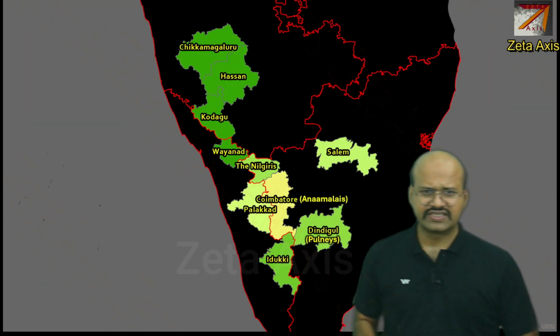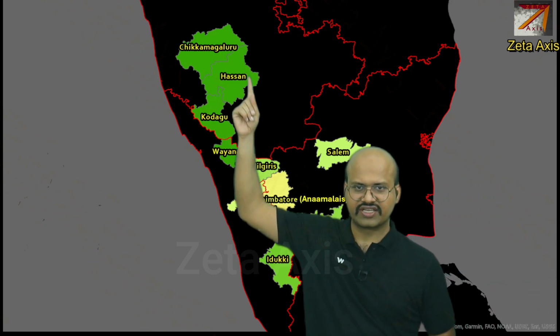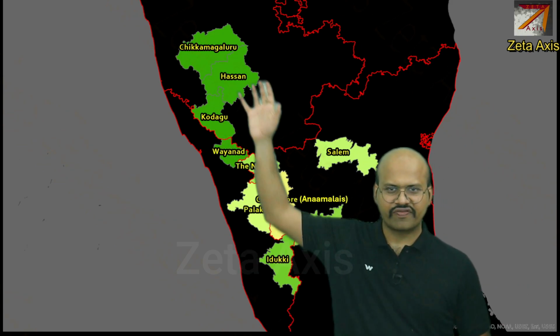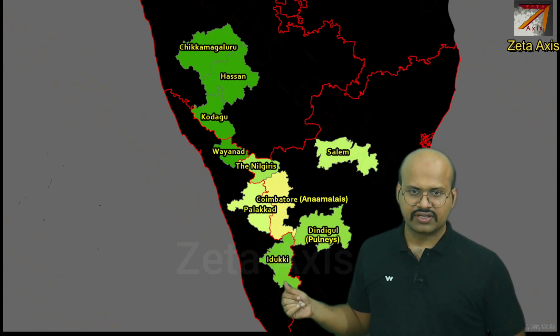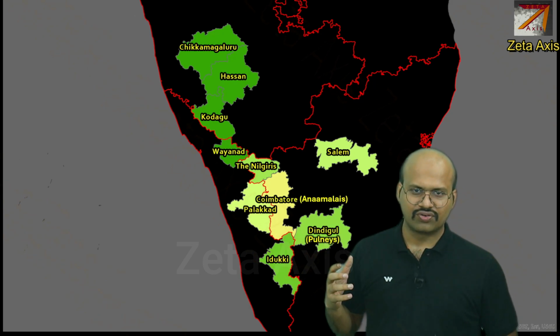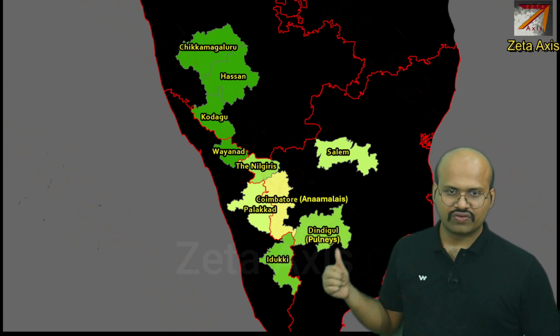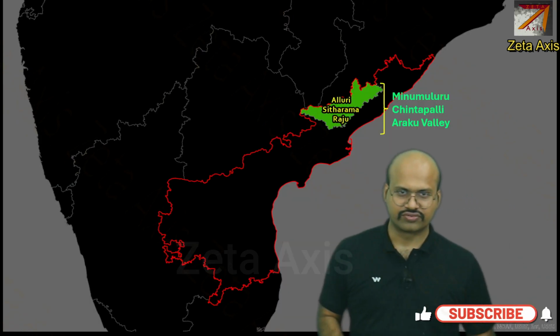Here we can see the regions which produce coffee in southern India. We have Chikmagalur, Hassan and Kodagu producing coffee. This is similar to regions producing tea, but coffee is produced in higher proportion here. Then in Kerala, we have Wayanad and Idukki as well as Palakkad district which produce coffee, and in Tamil Nadu, we have the Nilgiris, Coimbatore, Annamalai's hills where it is produced. Then Dindigul where Pune hills are there, and then in Salem also coffee is produced.